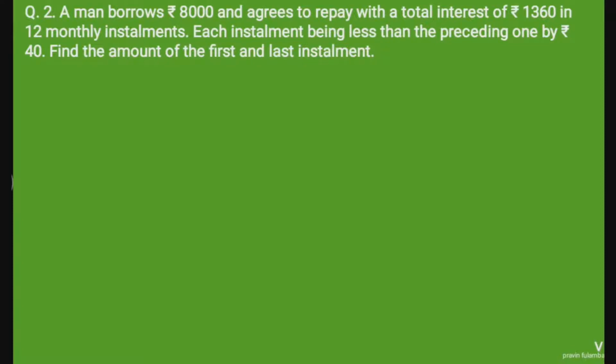Now see the second question. A man borrows rupees 8,000 and agrees to repay with a total interest of rupees 1,360 in 12 monthly installments, each installment being less than the preceding one by rupees 40. Find the amount of the first and the last installment.